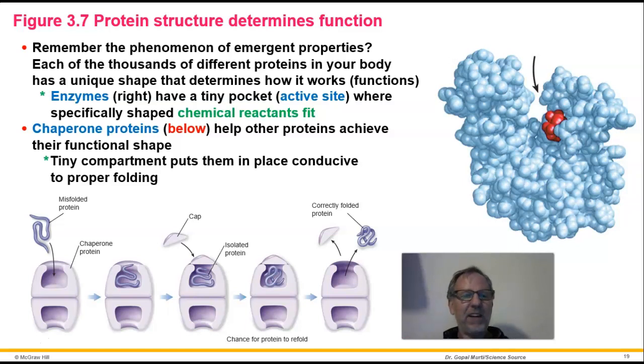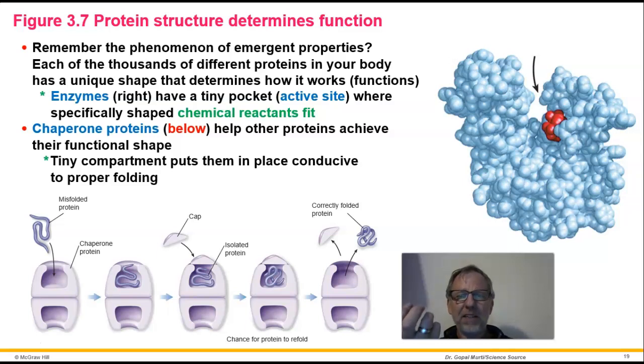So the final thing here is, some proteins need help in getting their final functional shape. And there are certain proteins in your body that help other proteins get their correct shape. And those proteins are called chaperone proteins. And there's a figure on the bottom of your slide showing you how they work.